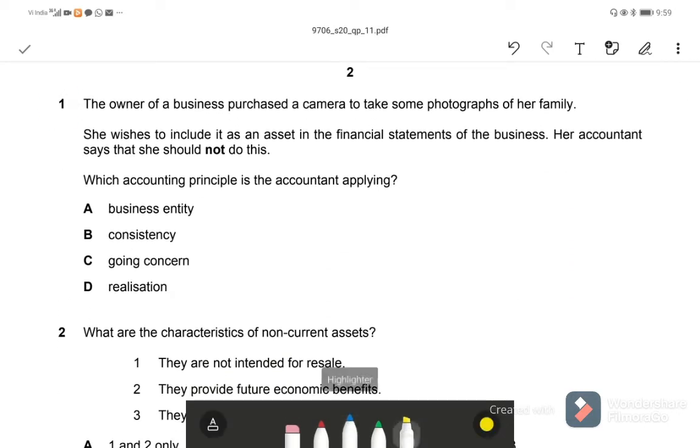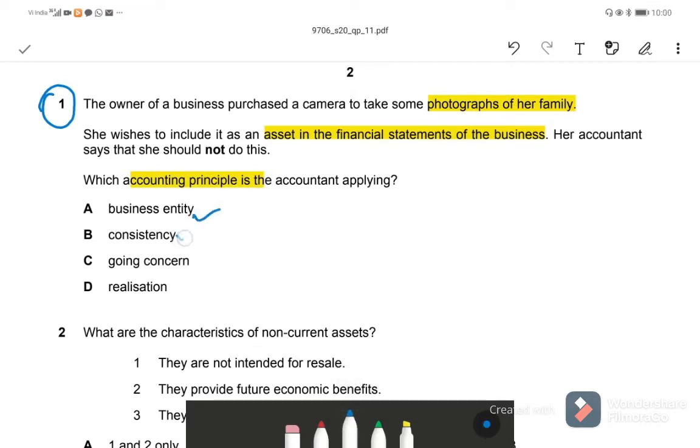Question number 1. The owner of a business purchased a camera to take some photographs of her family for her private use. She wishes to include it as an asset in the financial statement of the business. But her accountant says that she should not do this. Which accounting principle is the accountant applying here? Options are given: business entity, consistency, going concern, realization.